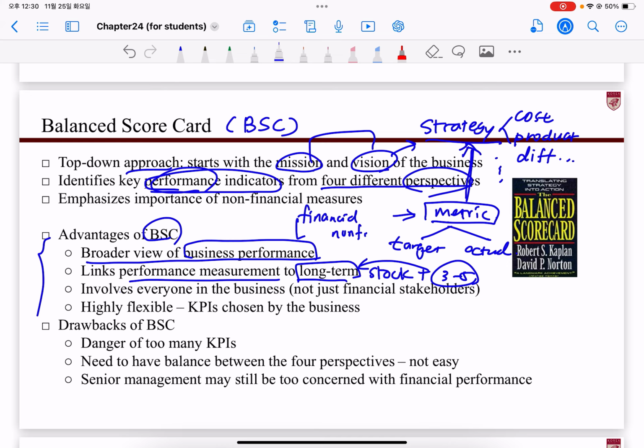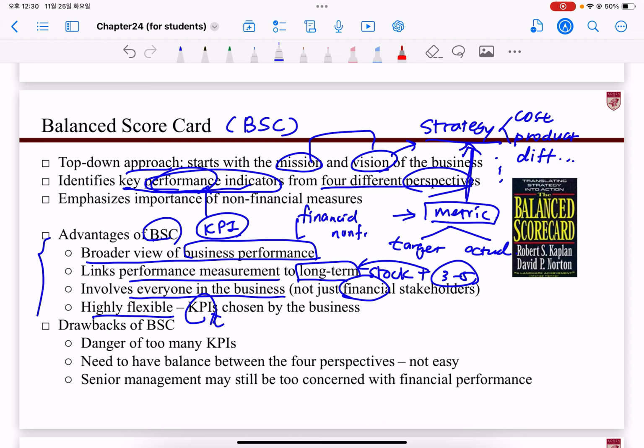Good thing about BSC is that it involves every stakeholder in the business, not just investors or debt holders, but also, as said, the customers, employees, labor unions, suppliers, all those people, even the government. BSC is also flexible because you can choose many key performance indicators. Oh, by the way, key performance indicator is the KPI. You have a flexibility in terms of what you choose.